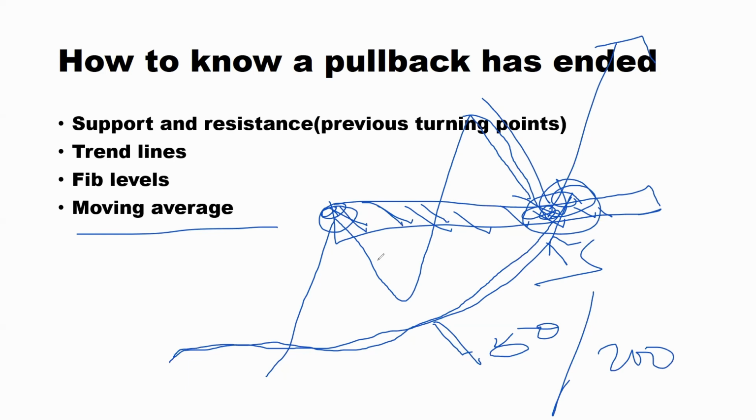So these are the 4 aspects that you can consider to know that this pullback, or a given pullback, has come to an end, whether it's trending upwards or it's trending downwards, right? So you can use these independently, or you can also use them together as confluences. Let me give an example of how you can use these as confluences when you're trading.